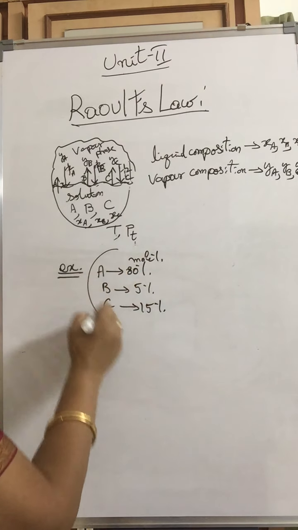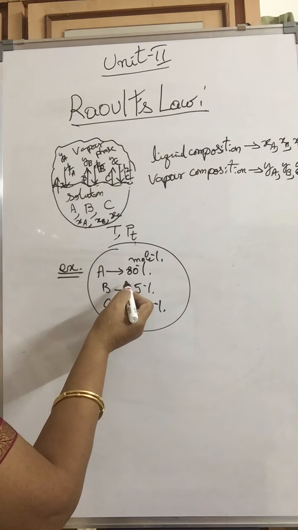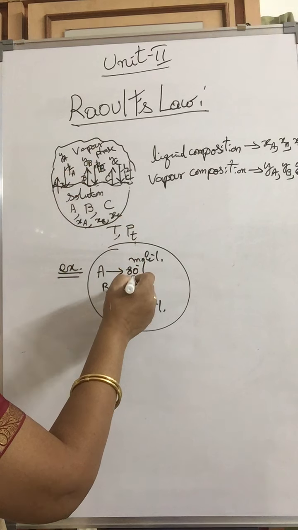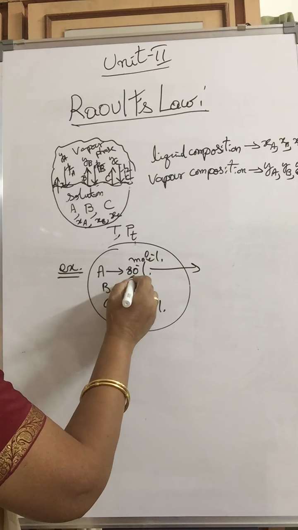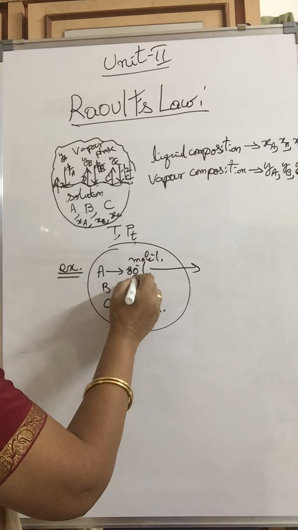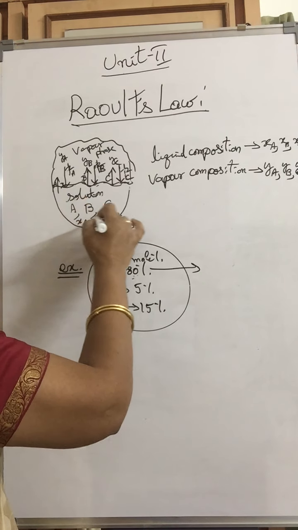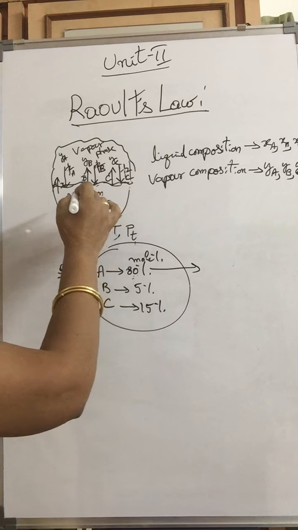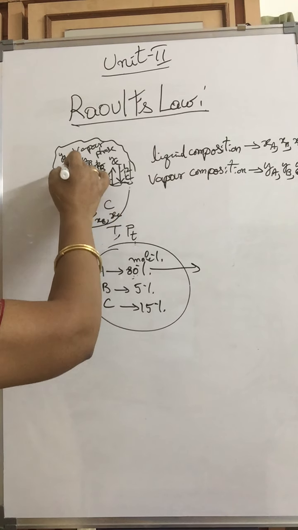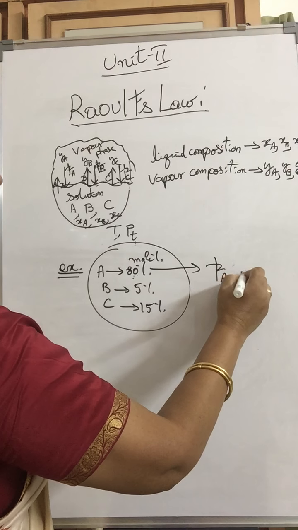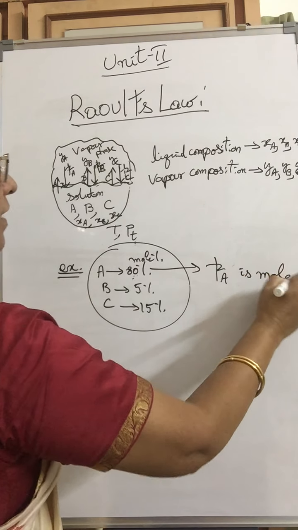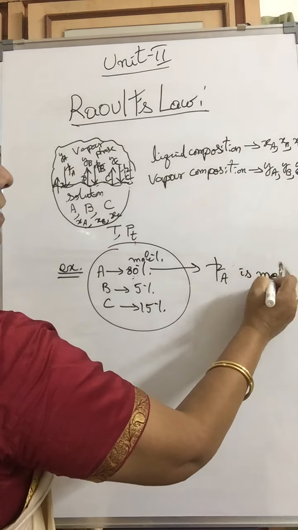For this case, it is very clear that Pa will be more, because A is present in a large quantity. That is, A is 80%. 80% of this solution is A, a large quantity. That is why Pa will be more here. So Pa is more in this case.